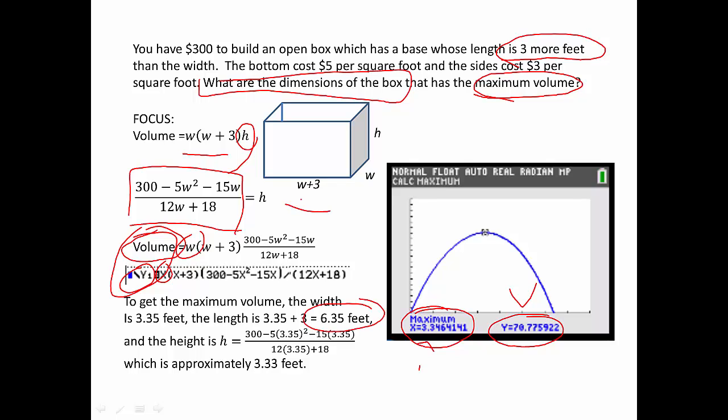And then we have this lovely equation here for the height. We just need to plug our W in, or in this case our X in, to get the height, and we get the height approximately 3.33 feet. And we're done with the problem. We answered the question.